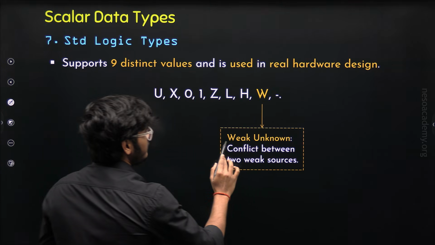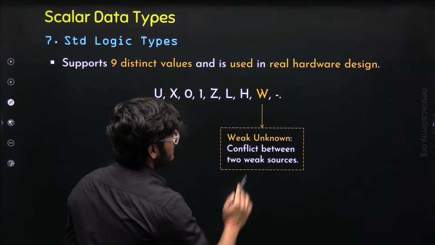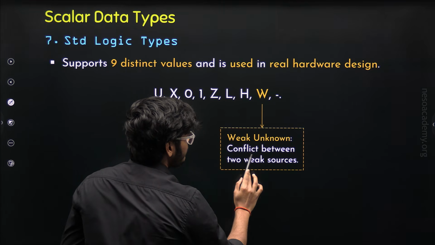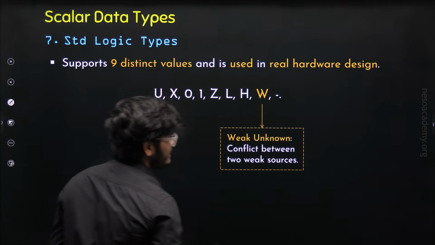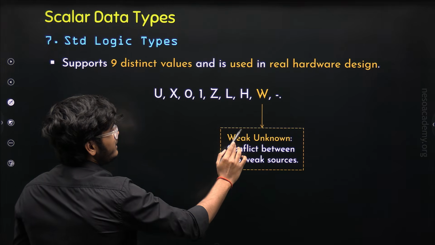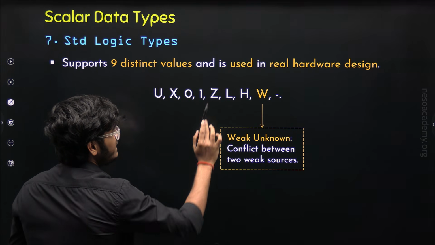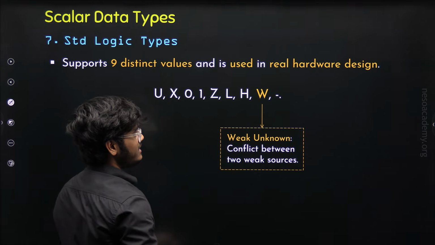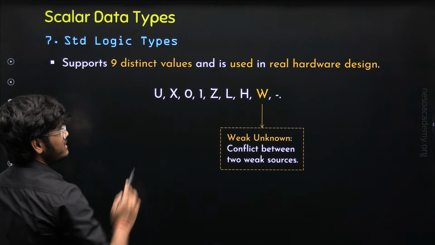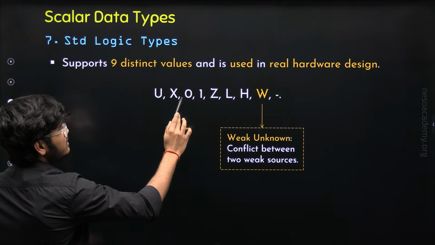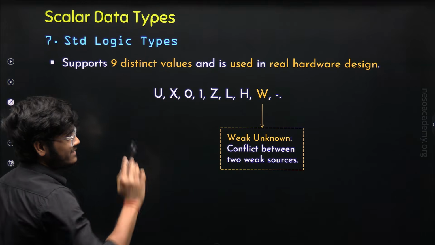Next, we have weak unknown. W represents a conflict between two weak sources. Meaning weak unknown represents a conflict between weak low and weak high, just like X represents a conflict between strong 0 and strong 1.